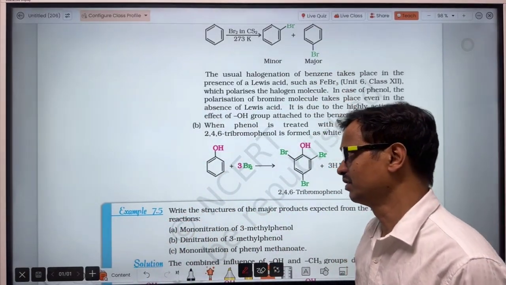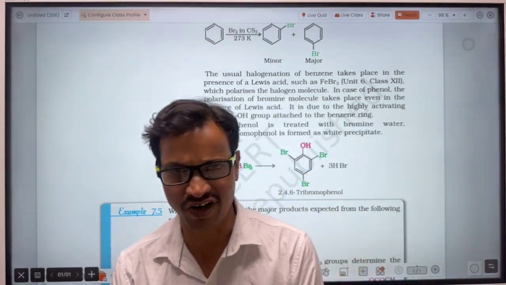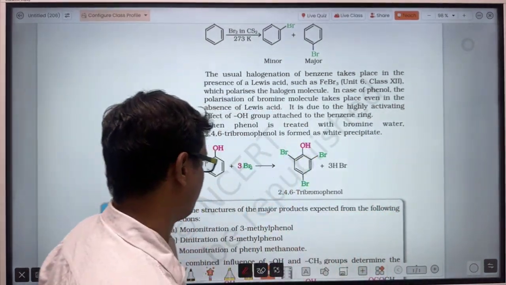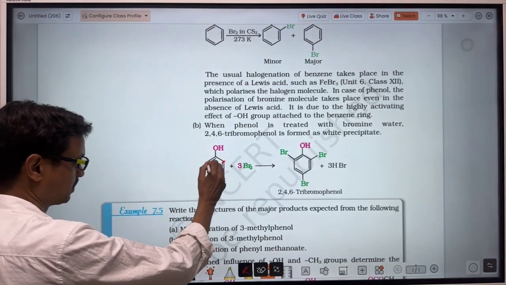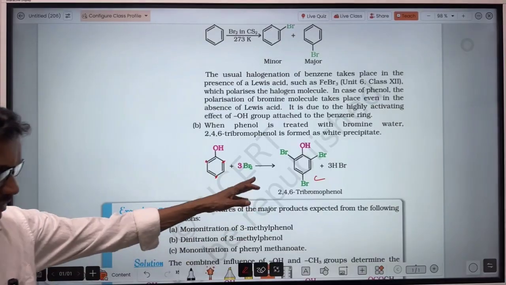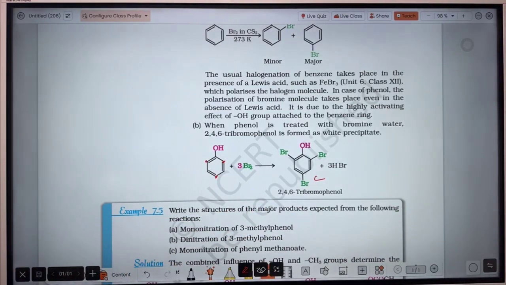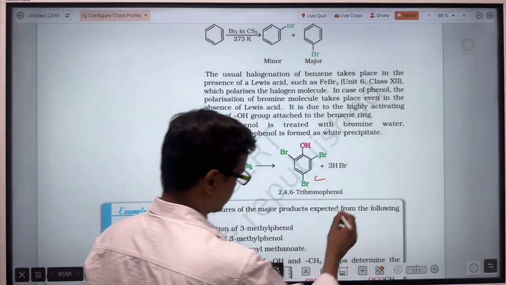or para-bromophenol. But when phenol reacts with bromine water, the bromine will attach at both the ortho positions as well as the para position. So there will be formation of 2,4,6-tribromophenol, and it will be a white precipitate.